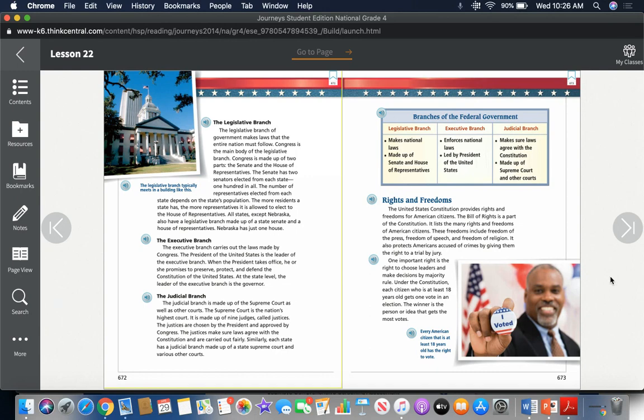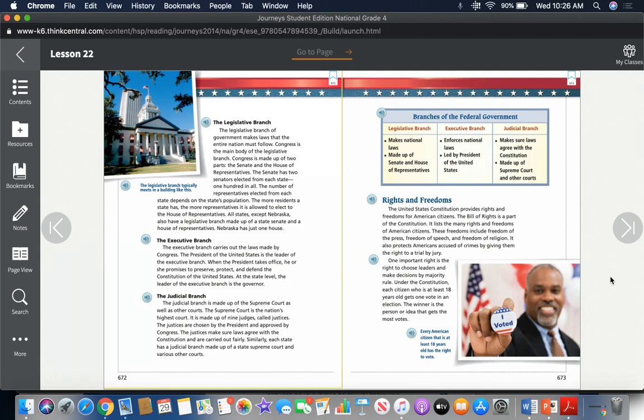If you look at the chart, it shows you the branches of the federal government. The legislative branch makes national laws, and it's made up of the Senate and House of Representatives. The executive branch enforces national laws, and it's led by the President of the United States. The judicial branch makes sure laws agree with the Constitution, and it's made up of the Supreme Court and other courts.